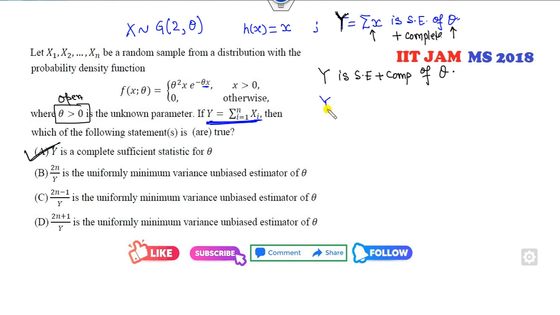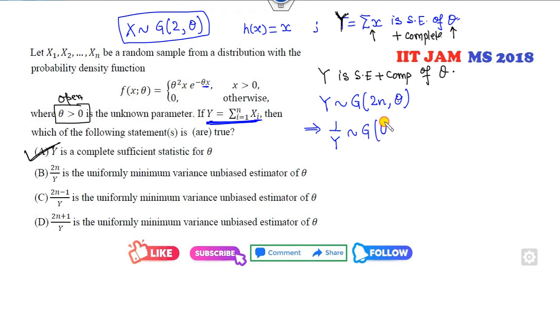Now can you find the distribution of y? X follows a gamma distribution. Then the summation of this also follows a gamma distribution with parameters 2n and theta. Now I need 1 over y in each of the options. 1 over y follows a gamma distribution again, with the first parameter 2n minus 1. Remember always, if x follows a gamma distribution with parameters a, b, then 1 over x again follows a gamma distribution with parameters b, a minus 1.